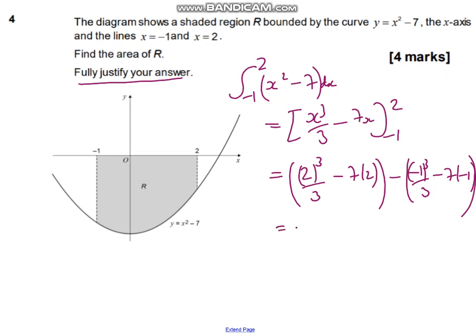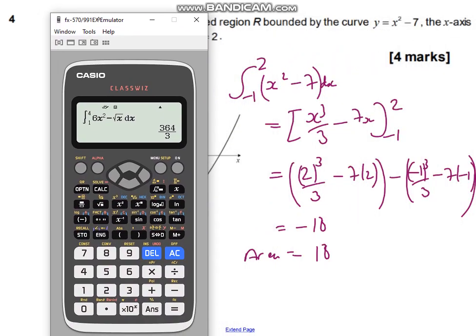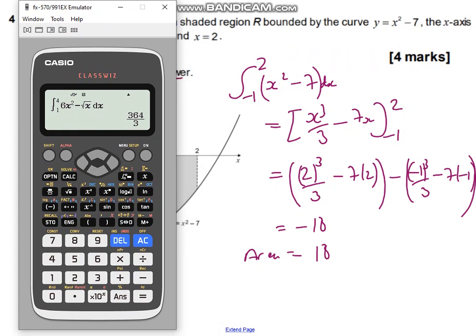and we're going to get out our answer of -18, and that must mean that the area has got to be 18. You can't have a negative area, that gives us -18 because it's below the x-axis. Alright, let's just check this on the calculator. So let's move this over here. So let's just do another one of these.